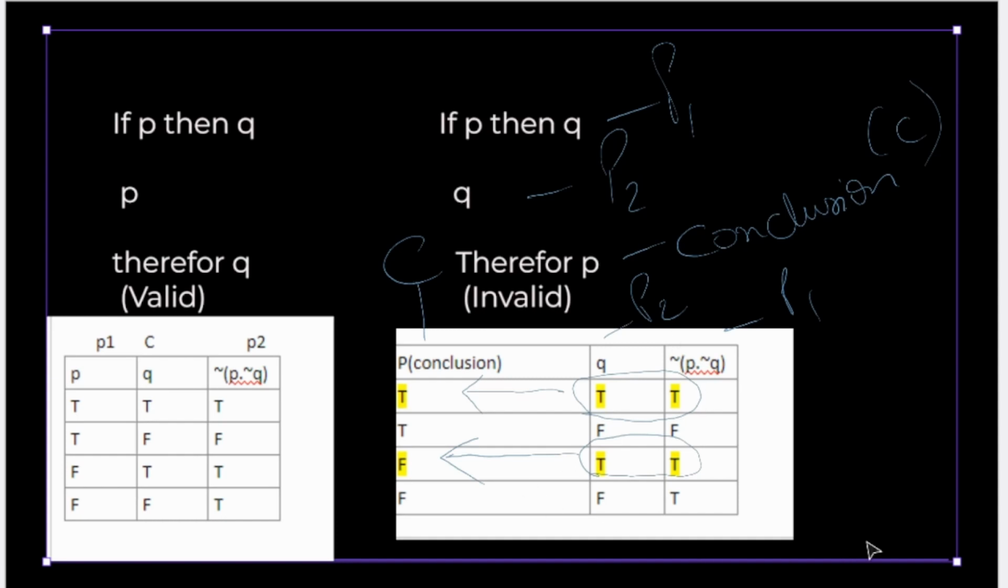Now, this is a fallacy called affirming the consequent. And let me go deeper into this topic in the next part, where I'm going to explain it in a bit more detail.